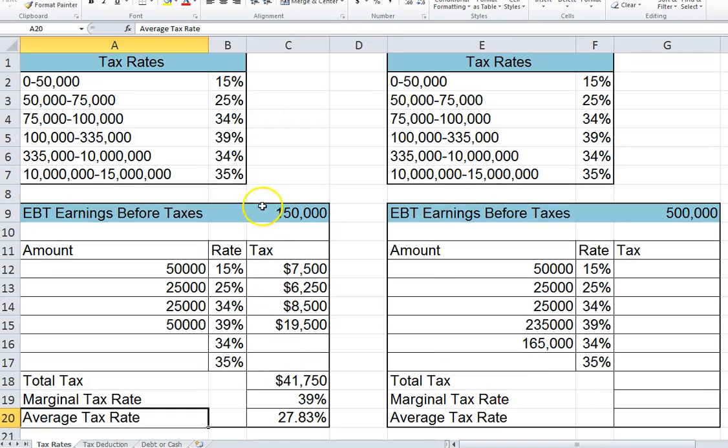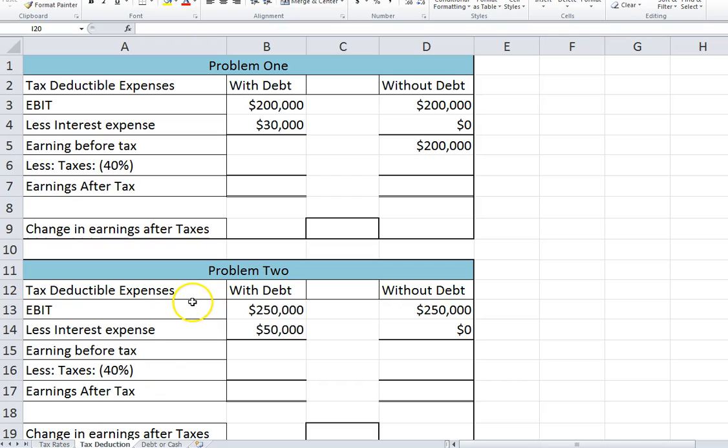The trick here is, the larger the dollar amount you have, as in problem two, you have to break it up into more buckets. I've already done the parceling out of the money, and you'll see that for this last tax bracket, even though you can fit $9 million in there, we only need $165,000 of that to complete. So that's how you would work on the first sheet, tax rates. The second sheet is tax deductions.